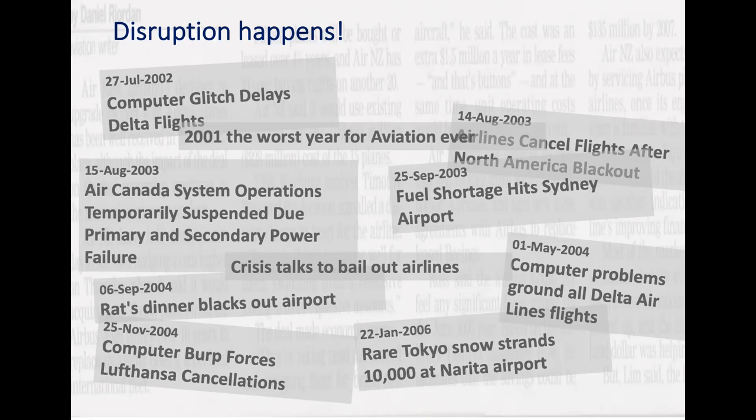Lufthansa, rare Tokyo snow strands 10,000 at Narita Airport. So unusual weather conditions beyond what is resourced for. So an airport that doesn't have runway snow clearing equipment, it suddenly has snow, it can't clear a runway. So further disruption. Computer problem grounds all Delta airline flights. So all of Delta was grounded.